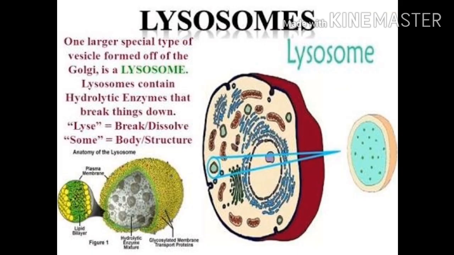Here again we can see that a special type of vesicle formed from the Golgi is a lysosome. Lysosomes contain hydrolytic enzymes that break things down. Lys means break or dissolve, and soma means body structure. It can dissolve the body structure. Okay, this is the function of the lysosomes.